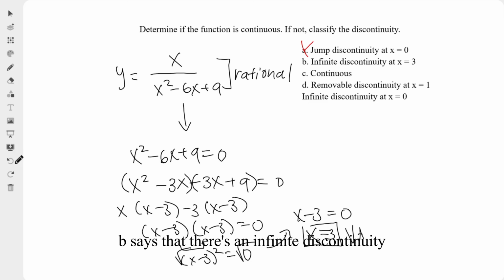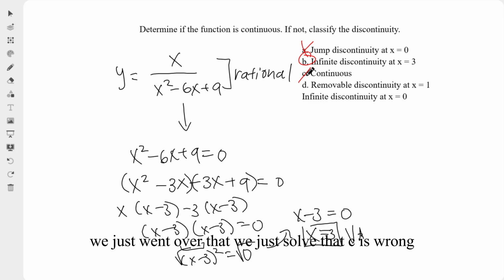B says that there's an infinite discontinuity at x equals 3, which is true. We just went over that. We just solved that. C is wrong. Rational functions are most of the times not continuous, so C could not be correct. And D says that we have a hole at x equals 1 and an infinite discontinuity at x equals 0. Well, we know our infinite discontinuity is at x equals 3, so since this is false, this whole answer will be false. And we don't have a hole at x equals 1 because we don't have any like factors canceling.